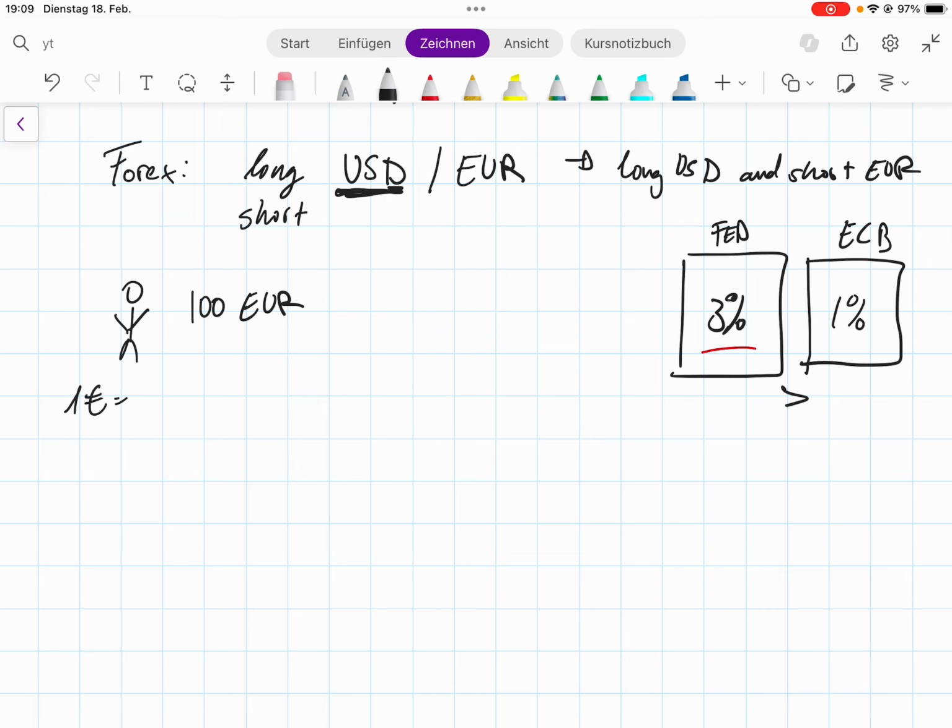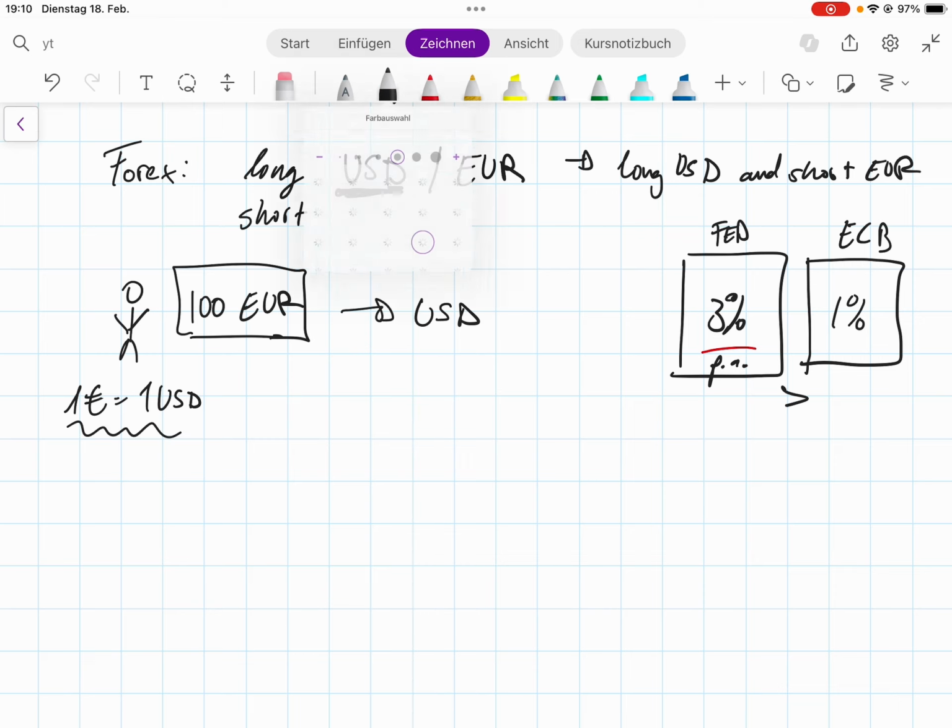So let's make a second assumption: 1 euro equals 1 US dollar. Now he wants to invest in the American banks. He wants to put his money into the American banks and get his 3% per annum. So the first thing he has to do is transform these 100 euro into USDs. So what does he have to do? He has to buy 100 US dollars with 100 euro. In this case, we've simplified it as the exchange rate is the same.